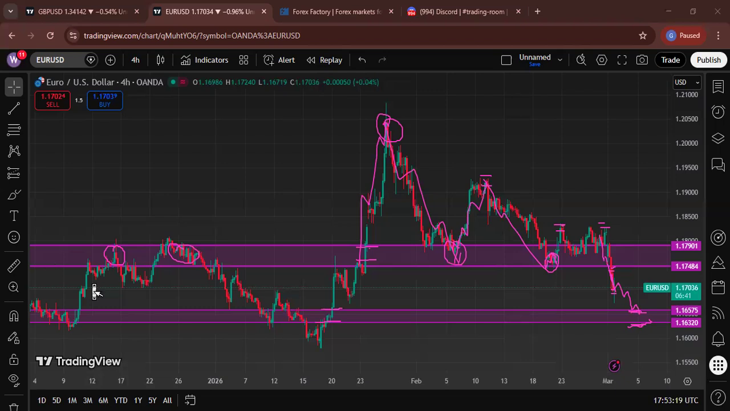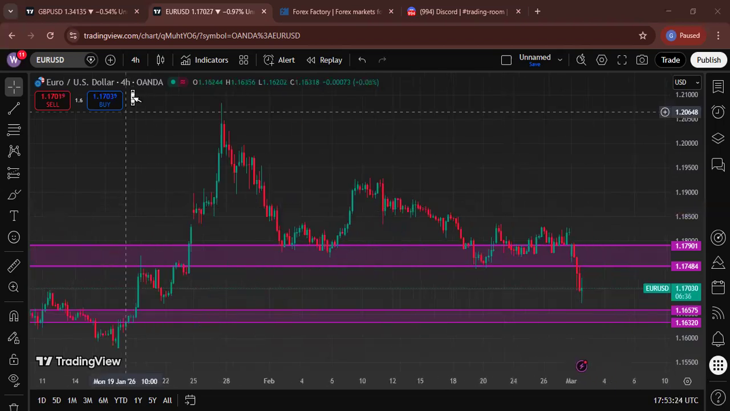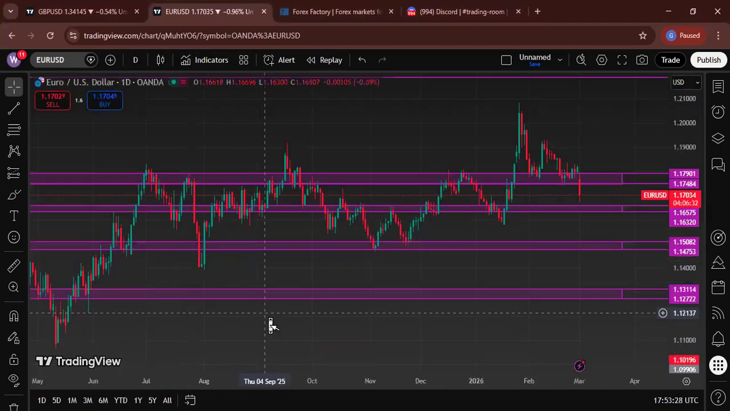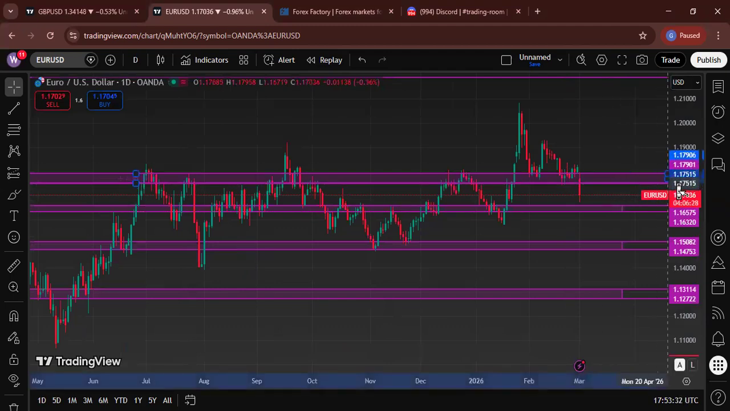Okay, so these are on the 4 hour. Let me see how the daily looks. This is how the daily looks. You have the daily there, and then you have these like that. Then we have that.